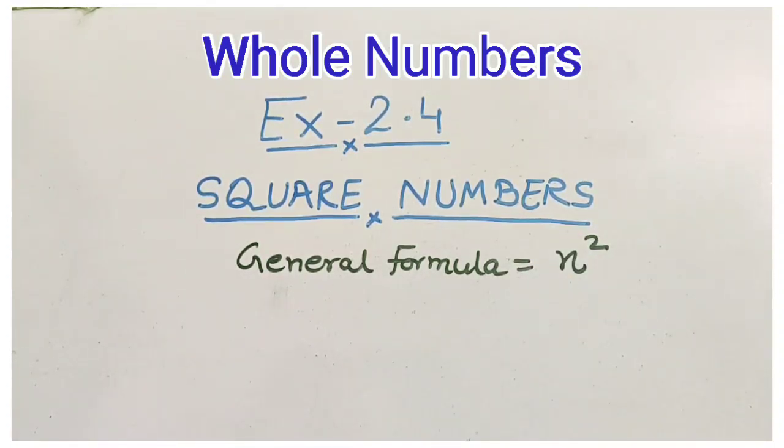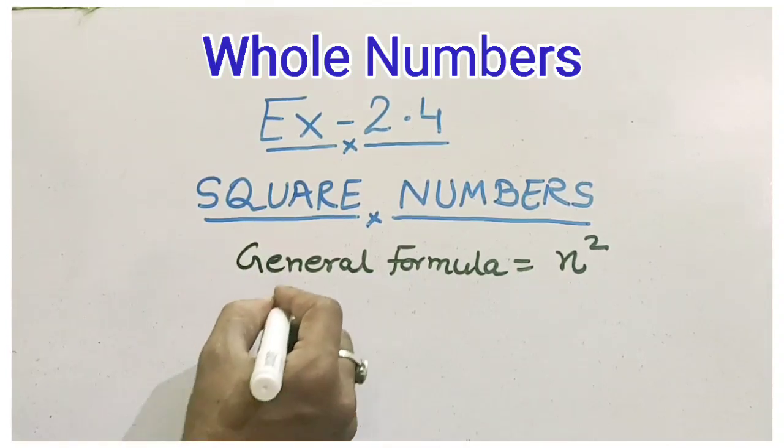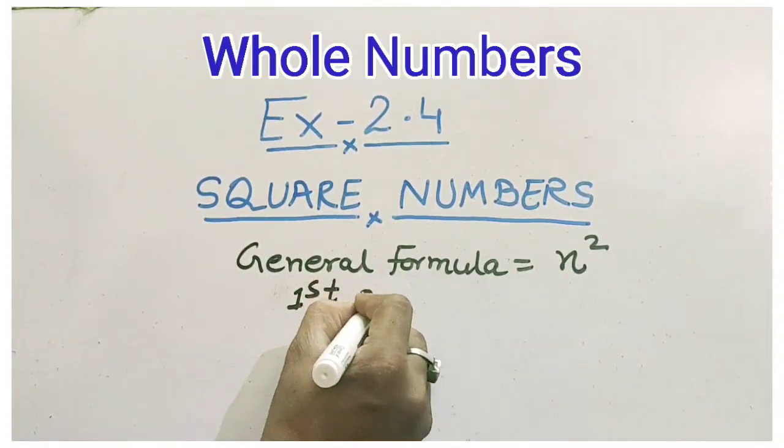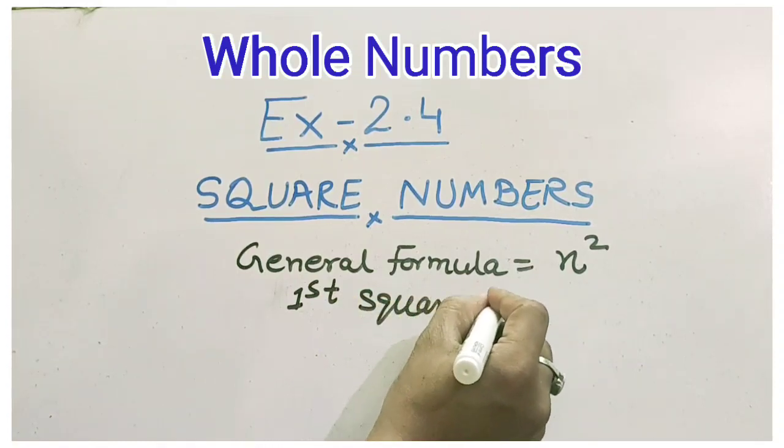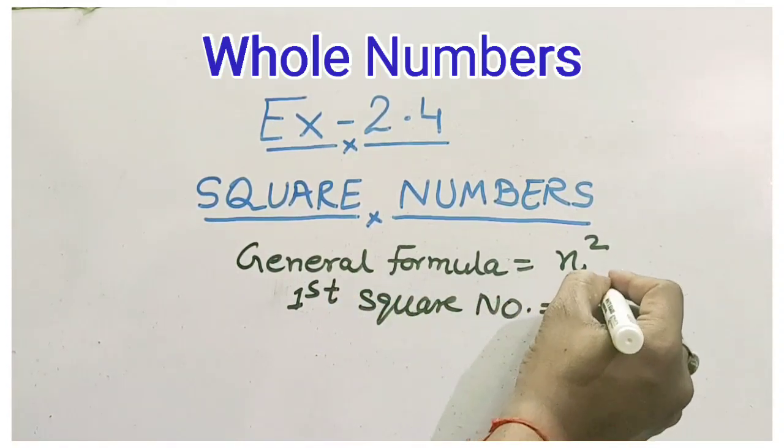As we know, in a square all sides are equal. Clear? So if one side is, suppose, 2 units, meaning the length is 2 units, then the breadth will also be 2 units. And in the previous class you found the area of the square, that is side into side, which is side square. From there you can remember that the general formula to find the square number is n square. Let's find the first square number. The first square number will be 1 square, that is 1.